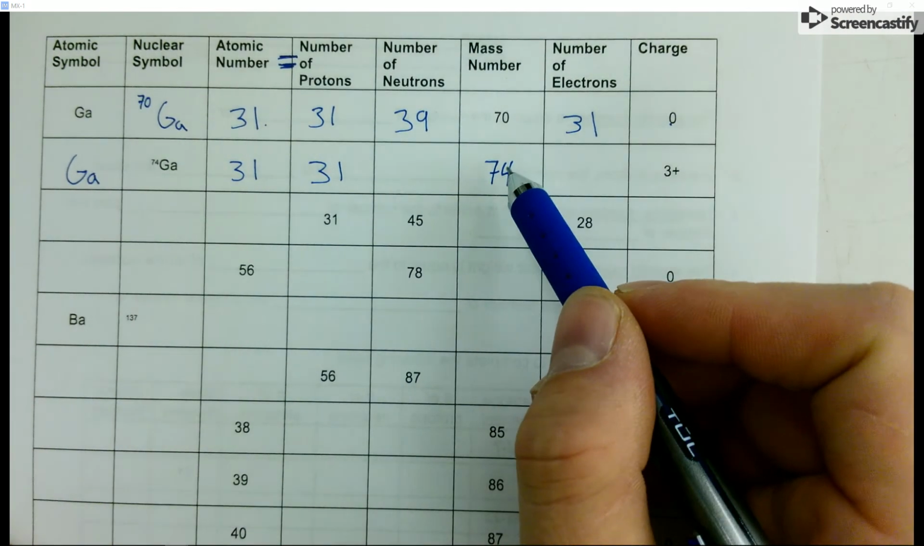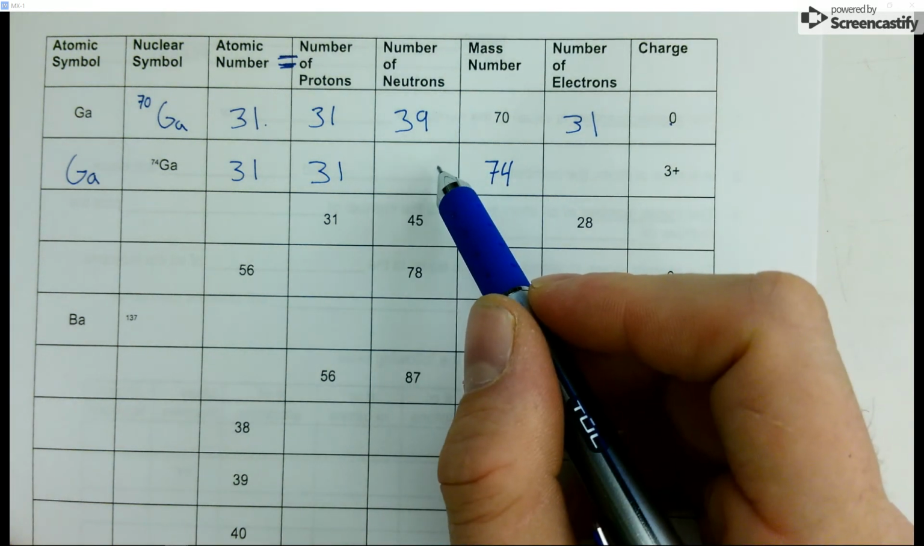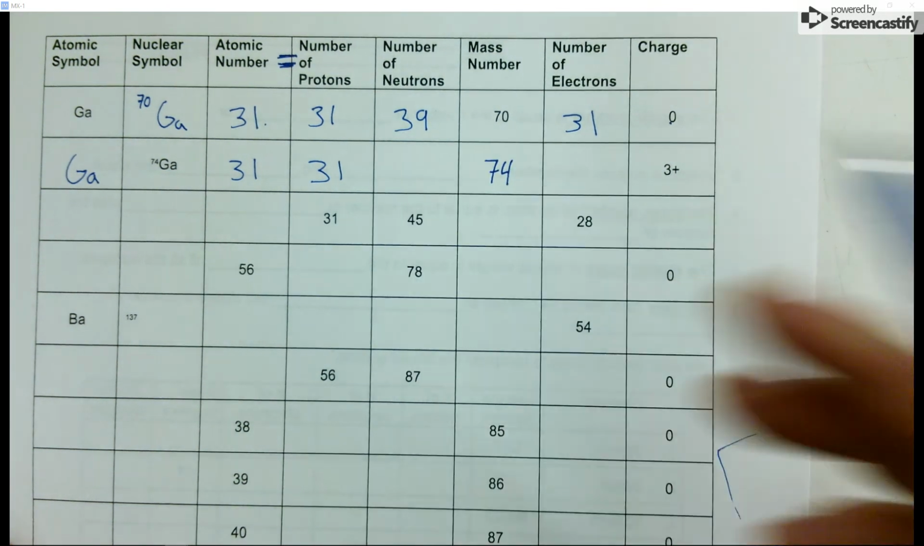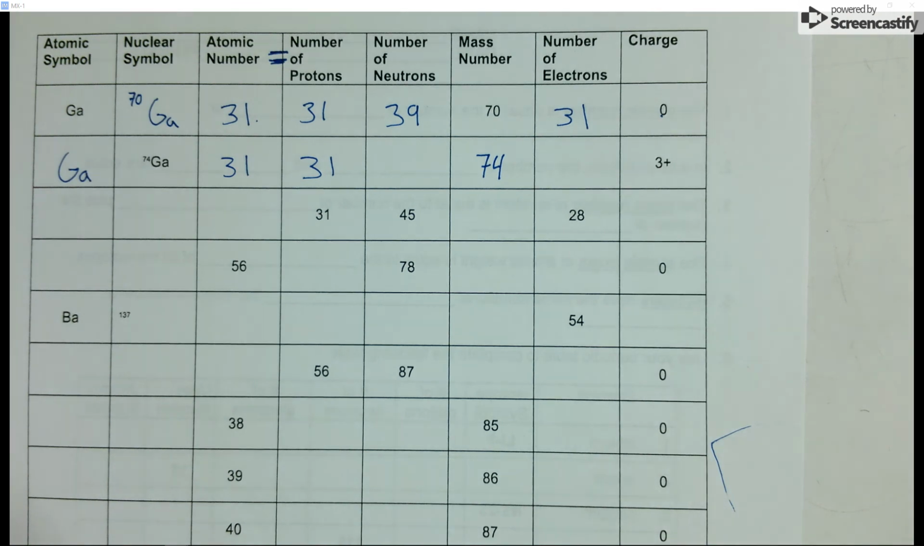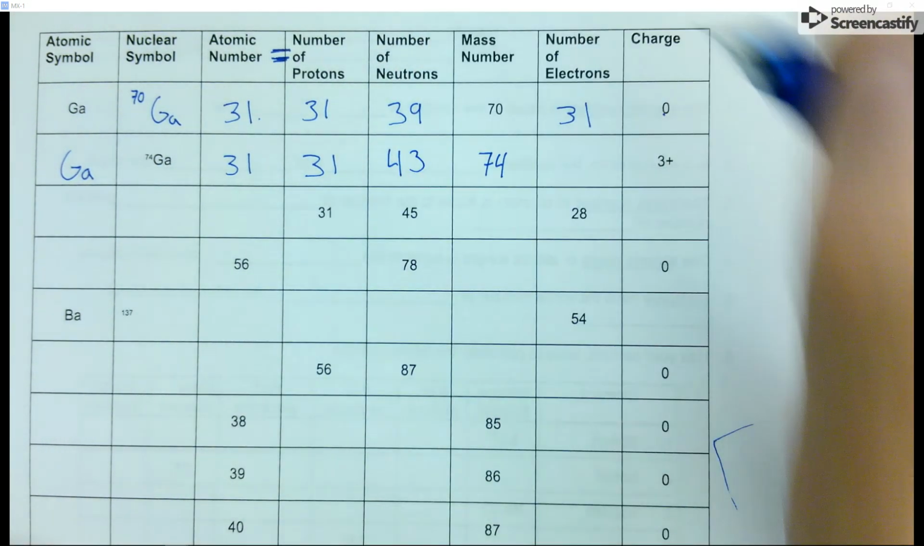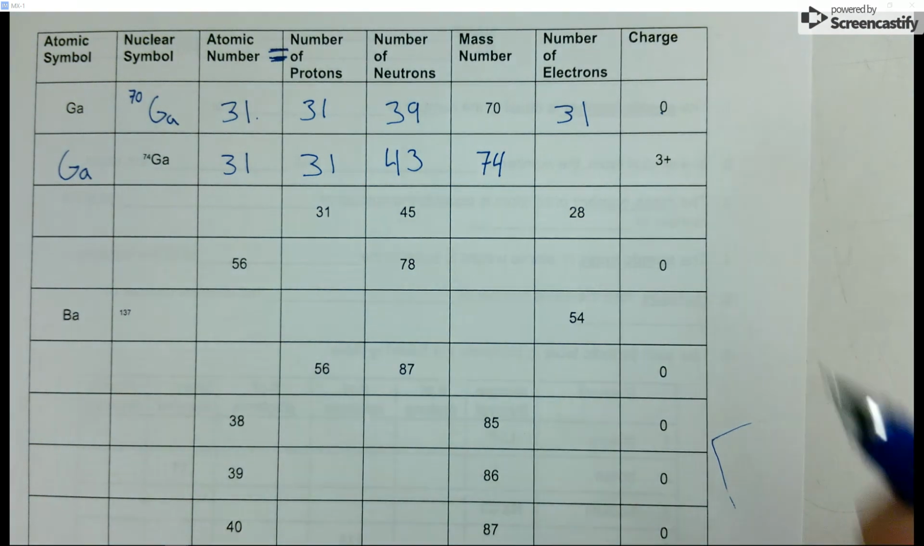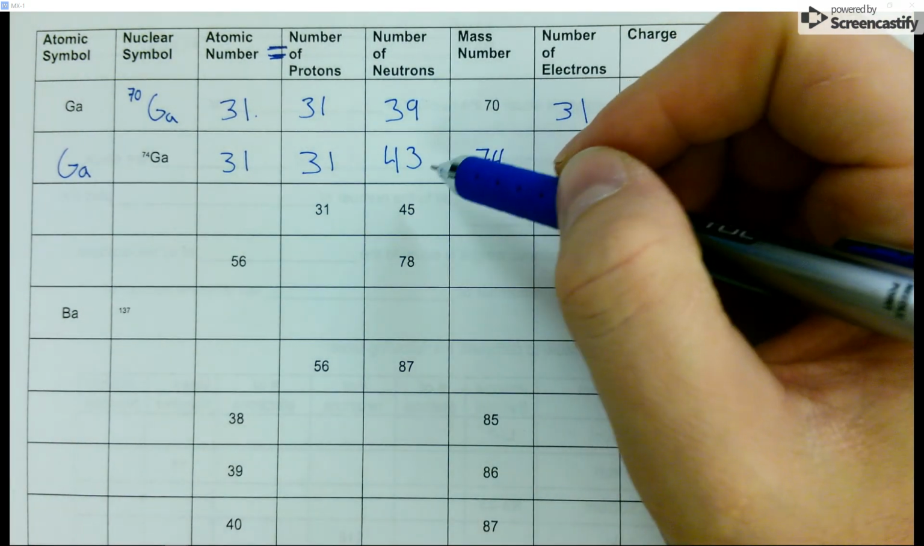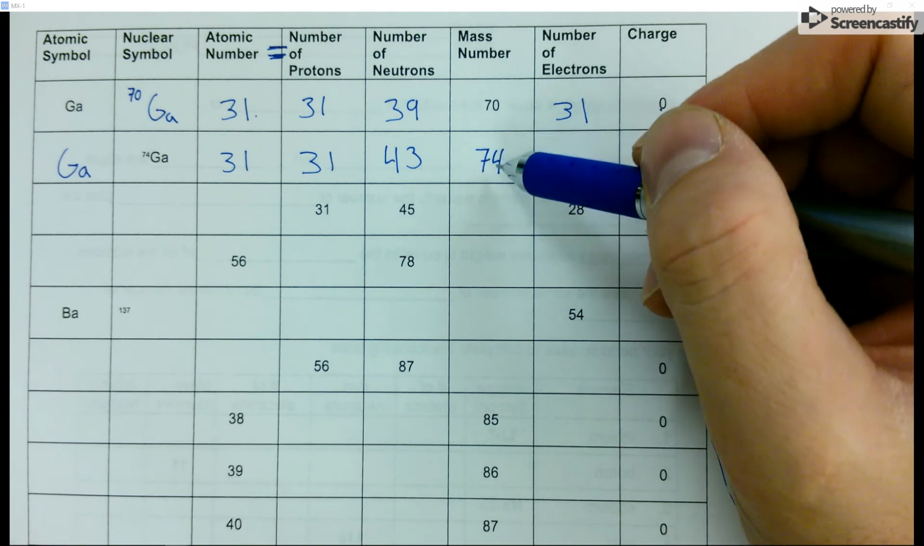Okay, so we can go through the same process to find our number of neutrons, right? We have 74 mass number, 31 protons, and so we do 74 minus 31, and we end up with 43 neutrons. So notice we have 4 more.